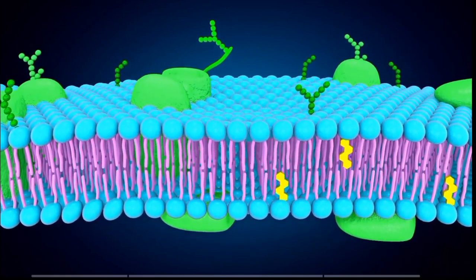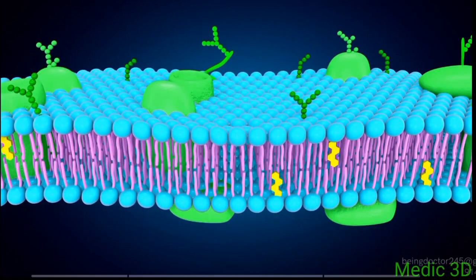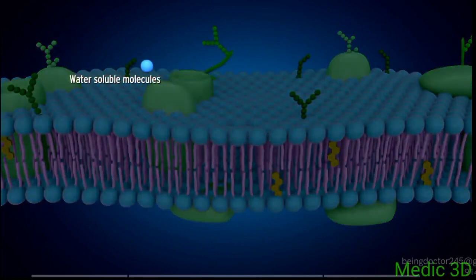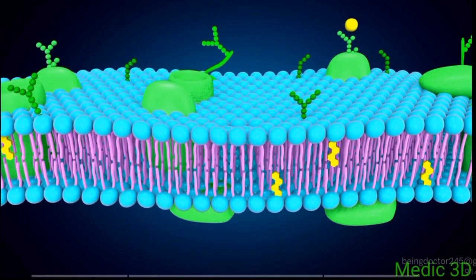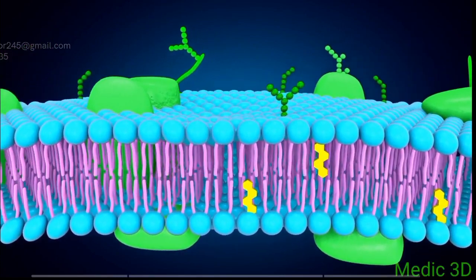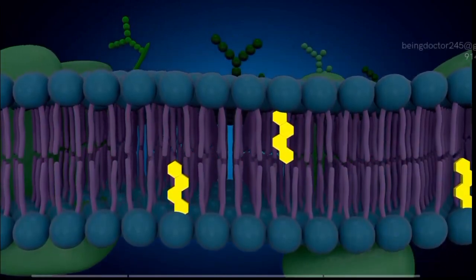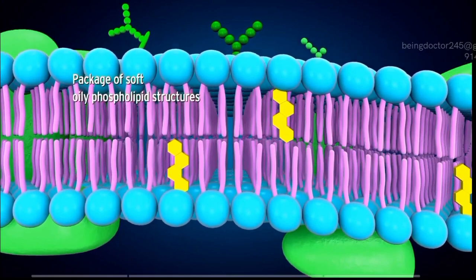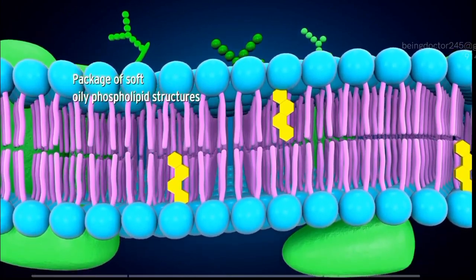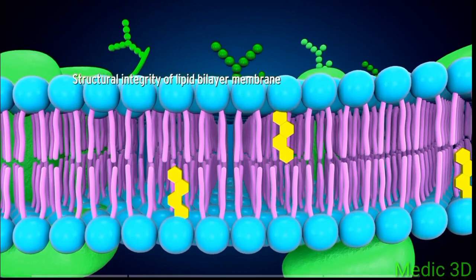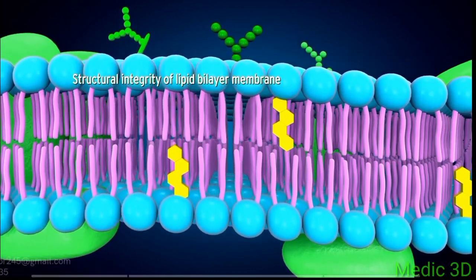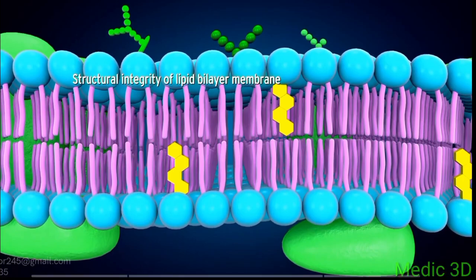This lipid bilayer structure acts as a barrier against the majority of the water-soluble molecules. They are, however, selectively permeable to fat-soluble molecules such as oxygen, fatty acids, and alcohol. Cholesterol molecules are located in between the phospholipid molecules. The cholesterol molecules support the package of soft and oily phospholipid structures within the membrane. The structural integrity of the lipid bilayer membrane is maintained by these cholesterol molecules.